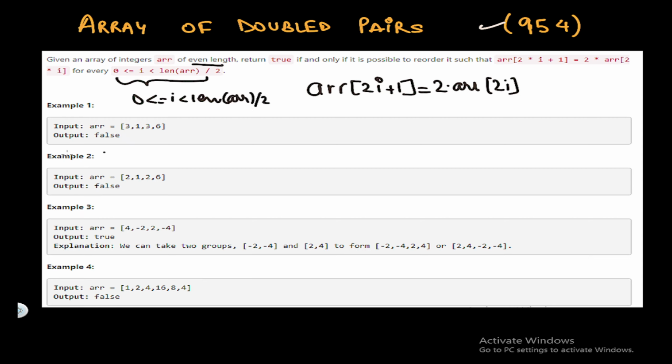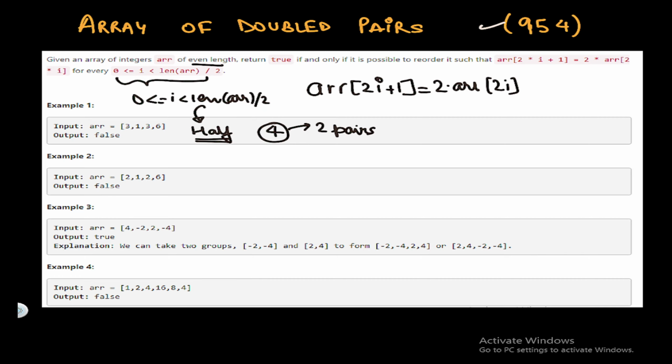What does that mean? This means that the number of pairs can be half, which is obvious. For example, if we have length as 4, we can only have 2 pairs. Okay, so this is the main crux of the question, that we have to form pairs.